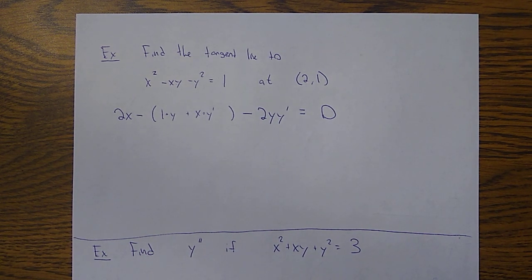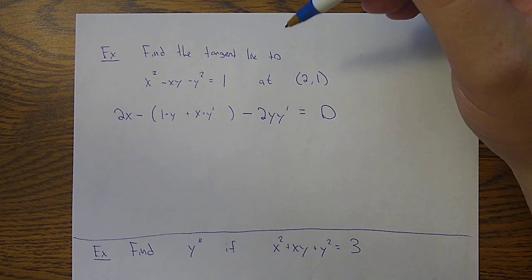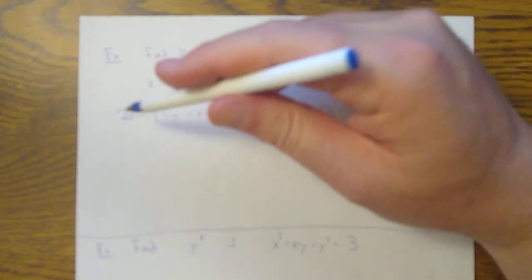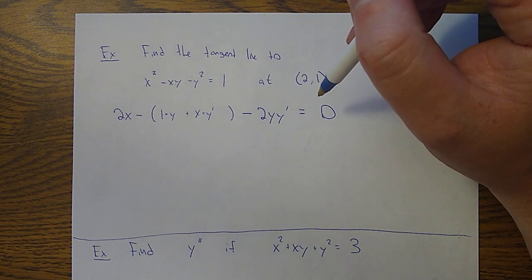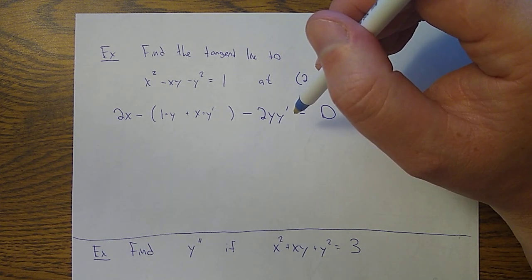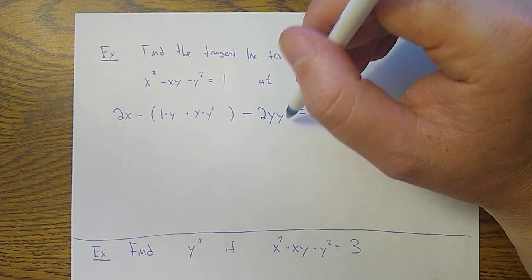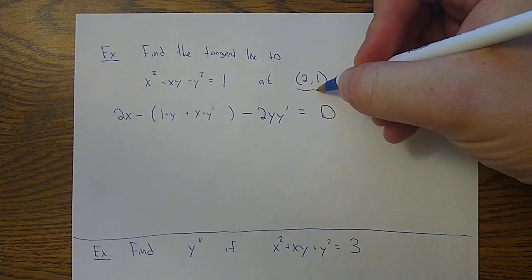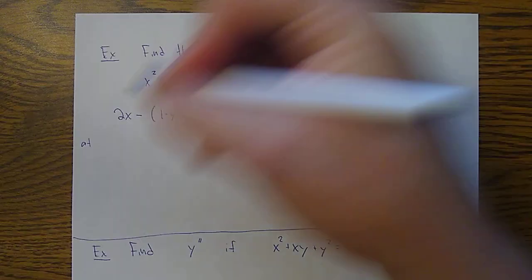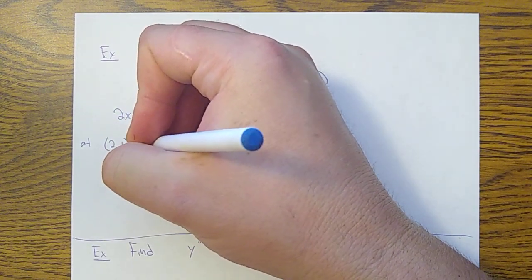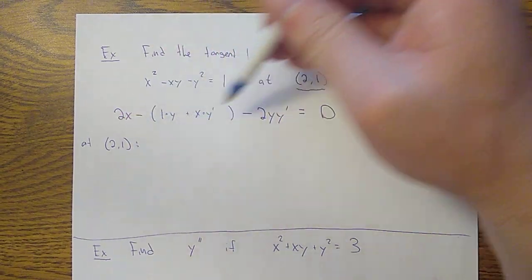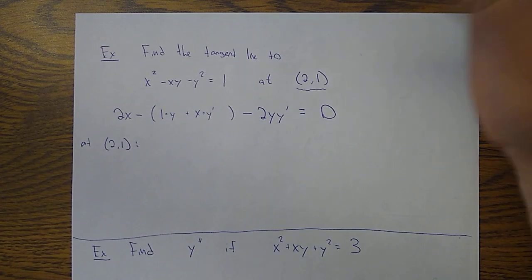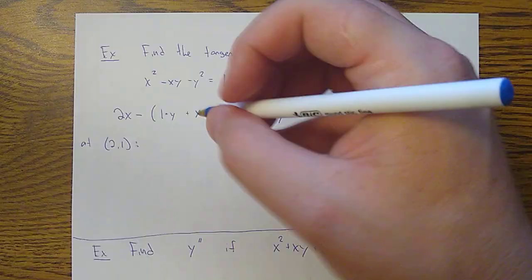Now, let me tell you something to make our lives easier. What I could do is I could solve for y prime just from here. However, there's nothing about this example that requires me to have a general formula for y prime. I really only care about y prime at this point. So what I can do is I can plug these specific numbers in for x and y, and then I'll have an equation with, well, let me just write it.